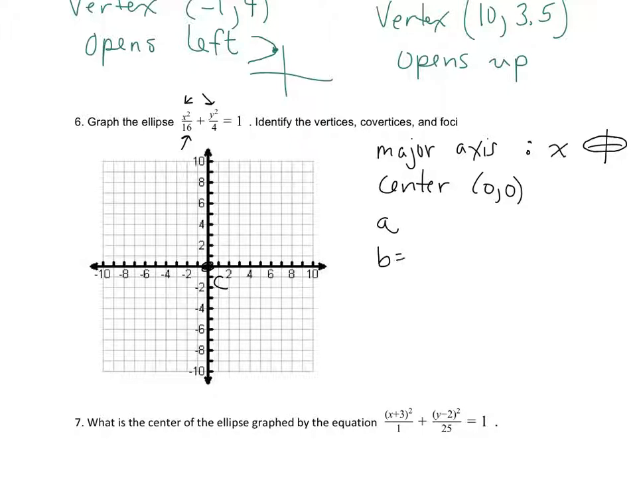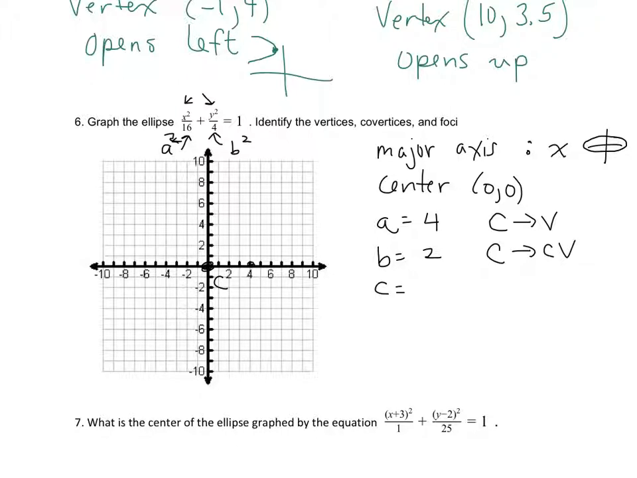So all the foci and co-vertices and all that kind of good stuff are found by using our a, b, and c. Remember the number under the x squared is a squared, because it's the bigger, and the number under y in this case is b squared. So a squared is 16 and b squared is 4. So a is going to be the square root of 16, which is 4, and b is going to be the square root of 4, which is 2. So this is actually plenty of information to graph my ellipse, because remember, a is the distance from the center to the vertex, and b is the distance from the center to the co-vertices.